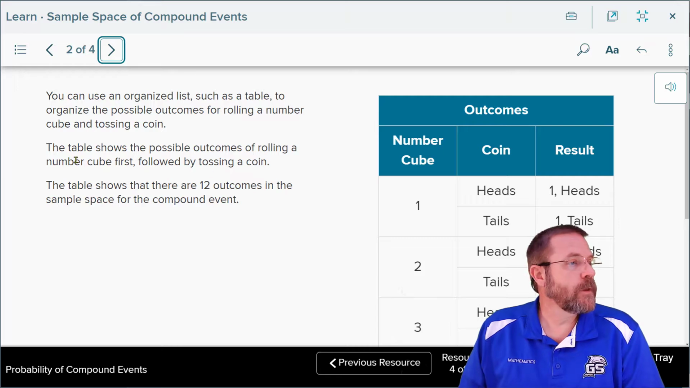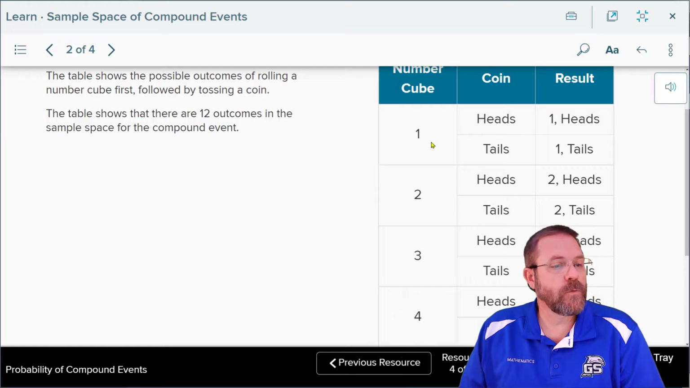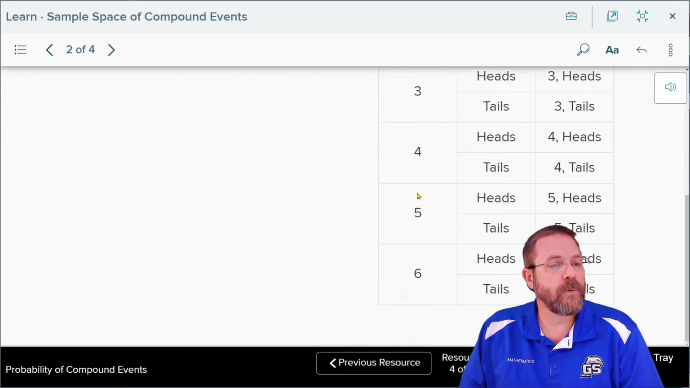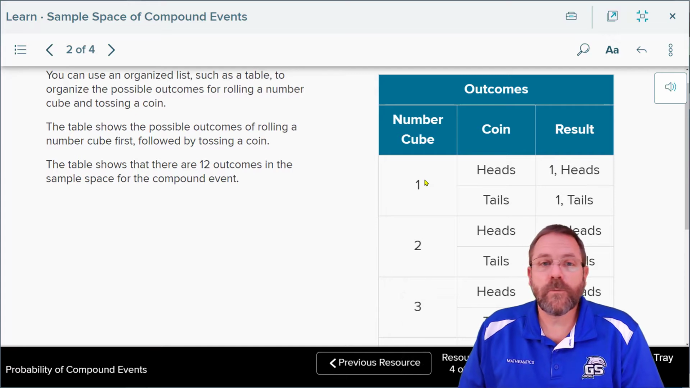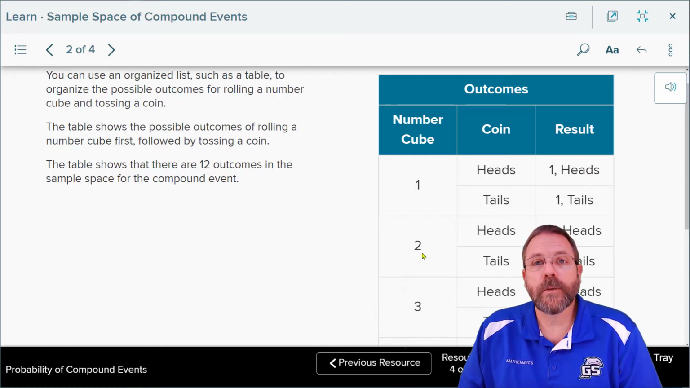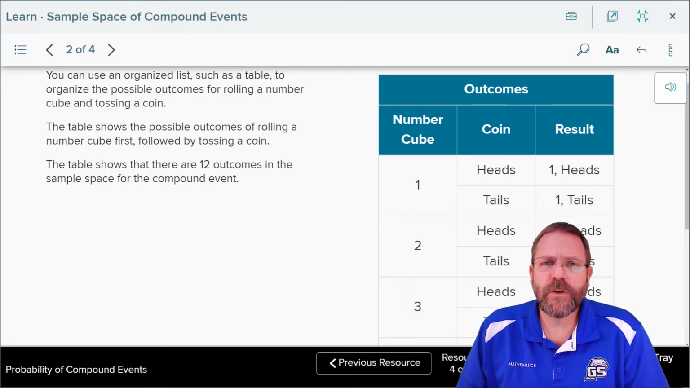So here you can see that the table shows the possible outcomes for tossing them, and on the number cube there's 6 possible outcomes. If you toss the 1 on the number cube and then you flip your coin, you could either get a heads or a tails, which would give you a 1 and a heads or a 1 and a tails. If you toss a 2 on a number cube, then you flip your coin, you could get either a heads or a tails, which would give you a 2 and a heads or a 2 and a tails. Now, looking at it here is kind of confusing, so let's look at it as a tree diagram instead.